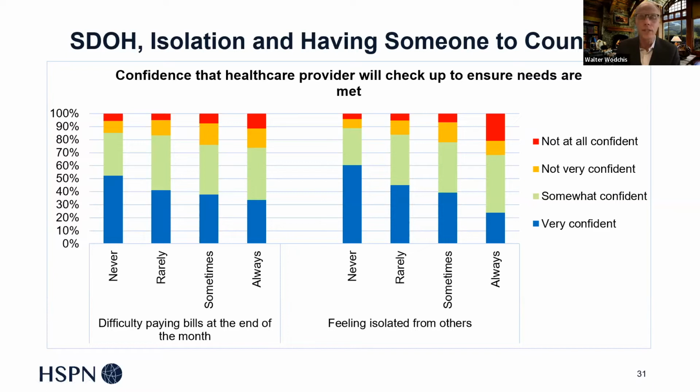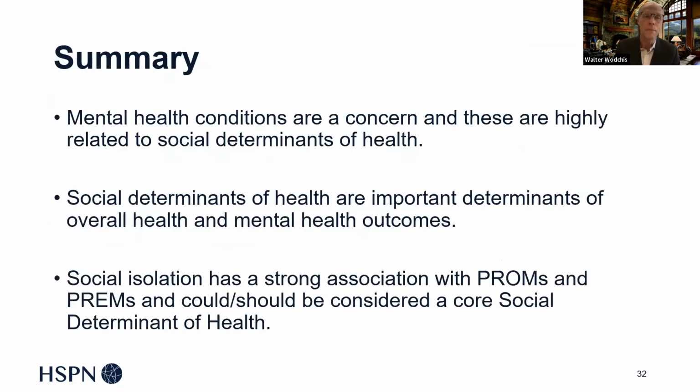So that's what I have to say here around equity, around PROMs and PREMs. Mental health conditions are concerned. These are highly related to social determinants. The social determinants are important determinants of both overall health and mental health, and social isolation has a strong association with PROMs and PREMs. And from here on in, you're going to hear me talk about this as a core social determinant of health, and I think the rest of our team as well.